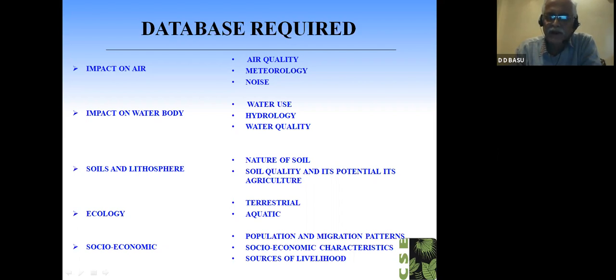And population and migration patterns. If you are going for mining, there will be migratory laborers, which clash with the existing population, a population who have lost the land. What are their socioeconomic characteristics? And what are the sources of livelihood? Before the project started, they may have been dependent on forestry or agriculture, and now they have been thrown away from the land. The owner is getting compensation.